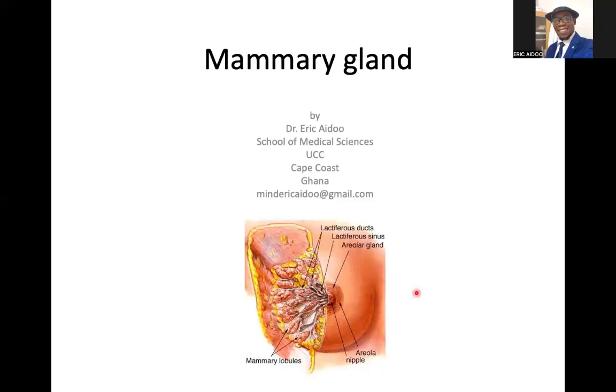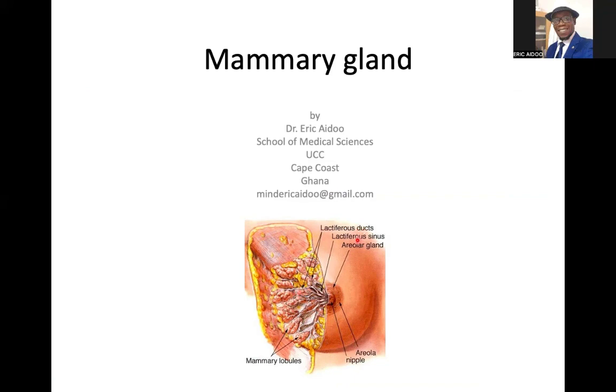For mammary gland, we want to look at the breast and see how important this interesting structure of the human body is to us. So that will be the deep layers of the breast with the skin removed. So the breast is actually a modified sweat gland, just like the sweat gland we saw earlier on. This is just a modified sweat gland.